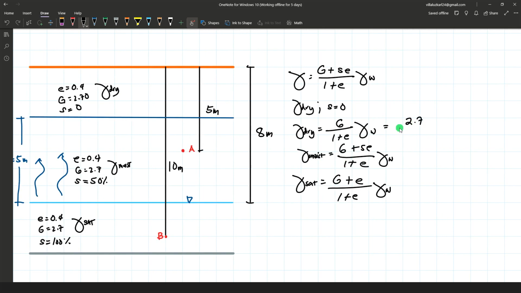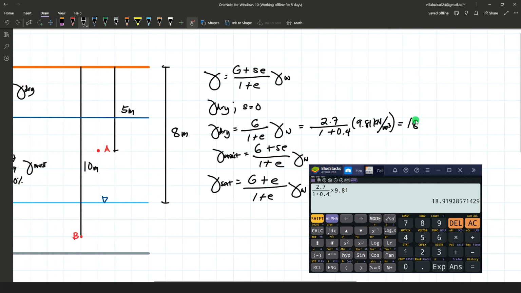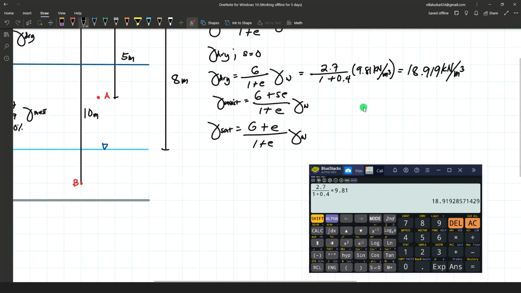So the dry unit weight is 2.7 over 1 plus 0.4. Sorry, I have to include the unit weight of water, which is 9.81 kilonewtons per cubic meter. So times 9.81, that's 18.919 kilonewtons per cubic meter.